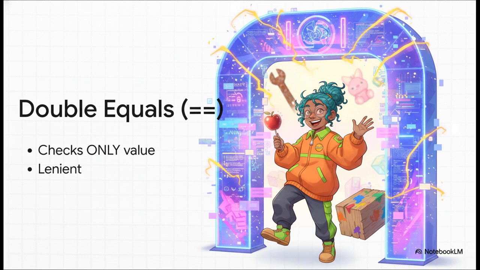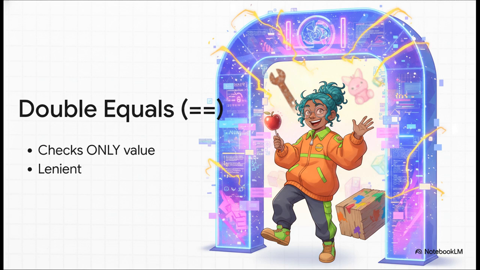The defining trait of the double equals is that it only checks the value of the items. It's incredibly lenient. If it sees the number 5 on one side and the text string 5 on the other, it essentially just shrugs and says, they both look like a 5 to me, and calls it a match. It does this thing called type coercion behind the scenes, forcibly converting the types so they match before comparing them. It's trying to be helpful.